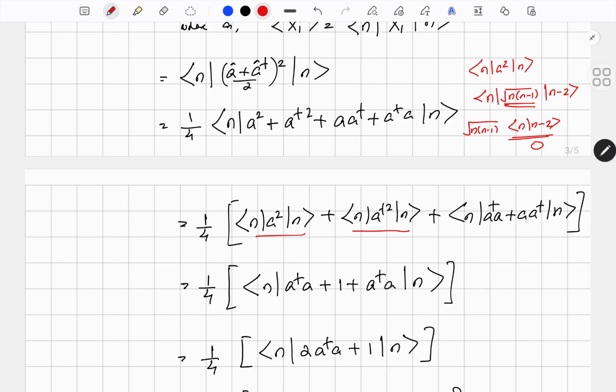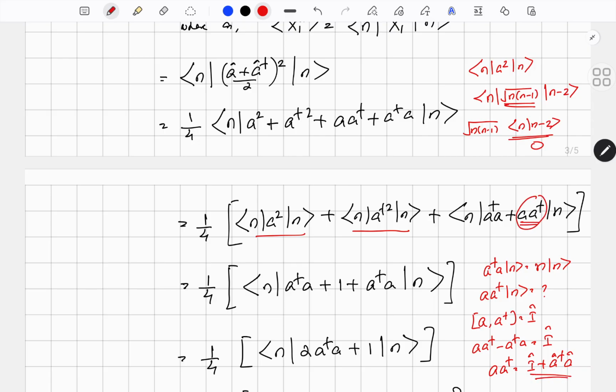Okay, in order to find it, what I can do is express a a dagger in terms of a dagger a. Because we know that a dagger a acting on |n> is n times ket n, since ket n is an eigenstate of the number operator, but we don't know the action of a a dagger acting on n. So in order to find this, you can use the commutation rule, because the commutator [a, a dagger] is 1, or identity. So therefore a a dagger minus a dagger a is identity, or a a dagger is identity plus a dagger a. So this a a dagger I can write as identity plus a dagger a. So this becomes 2 a dagger a plus identity.